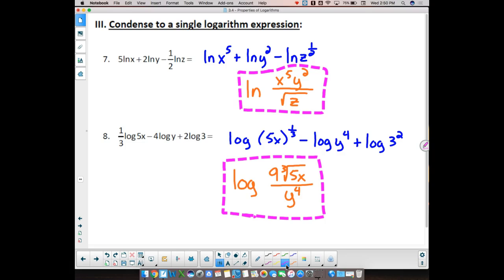You tell me why the 9 is on top. Am I adding it or am I subtracting it? Adding it. So it goes on top. If there was a set of parentheses here, then it would be on the bottom, yes. But since those parentheses are not there, it goes on top.